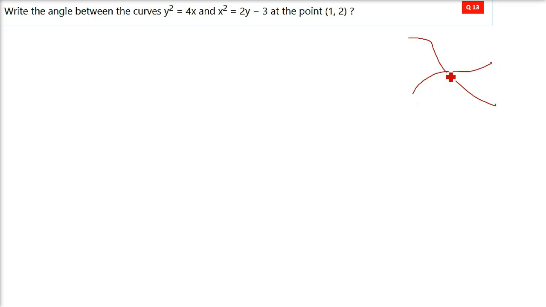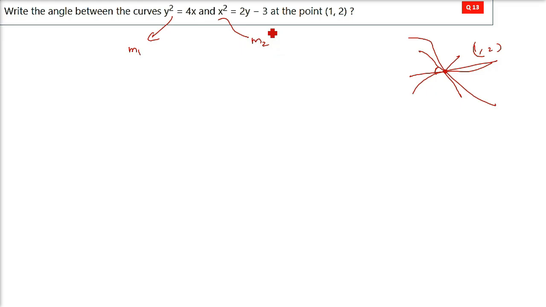How can you find it out? The only way to find out the angle between curves is to make the tangent at the intersection point. So this angle between these two tangents is what? This point of intersection (1, 2), we already have it. So you don't have to solve it. Or if you want to solve it, you are being provided (1, 2).